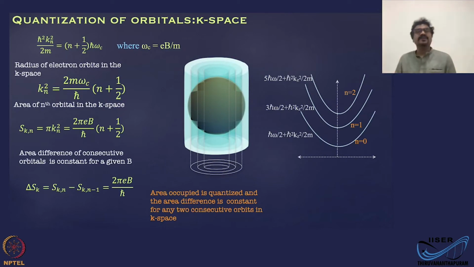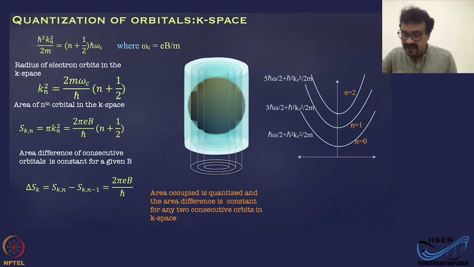And the area in the K space is pi kn squared, of the form pi r squared. The subscript k says that it is K space, and n says it is the nth state. That is given by this term here. Now what you are seeing here is that the area for any given B field cannot take any arbitrary value. It's always 2 pi e B by h bar times n plus 1 by 2, where n is 1, 2, 3, like that, for any given B field.